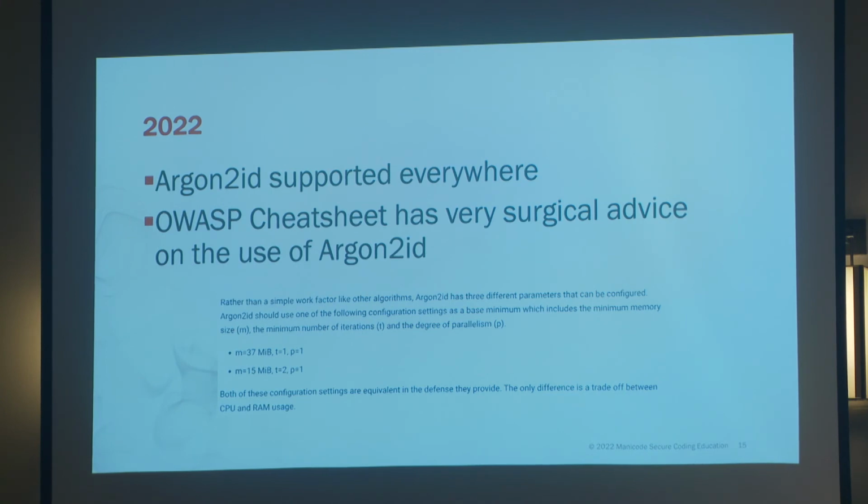And the cheat sheet at OWASP, the Cheat Sheet Series, one of your flagship projects, we brought in a mathematician to help us very surgically give you advice. So we suggest if you care more about CPU and you want to minimize your CPU, use 37 megs of memory, 1 degree of parallelism, and 1 iteration count. If you're more concerned about RAM usage, then use 15 megs of memory, 2 iteration counts, and 1 degree of parallelism. Read more about this at the OWASP Password Storage Cheat Sheet.